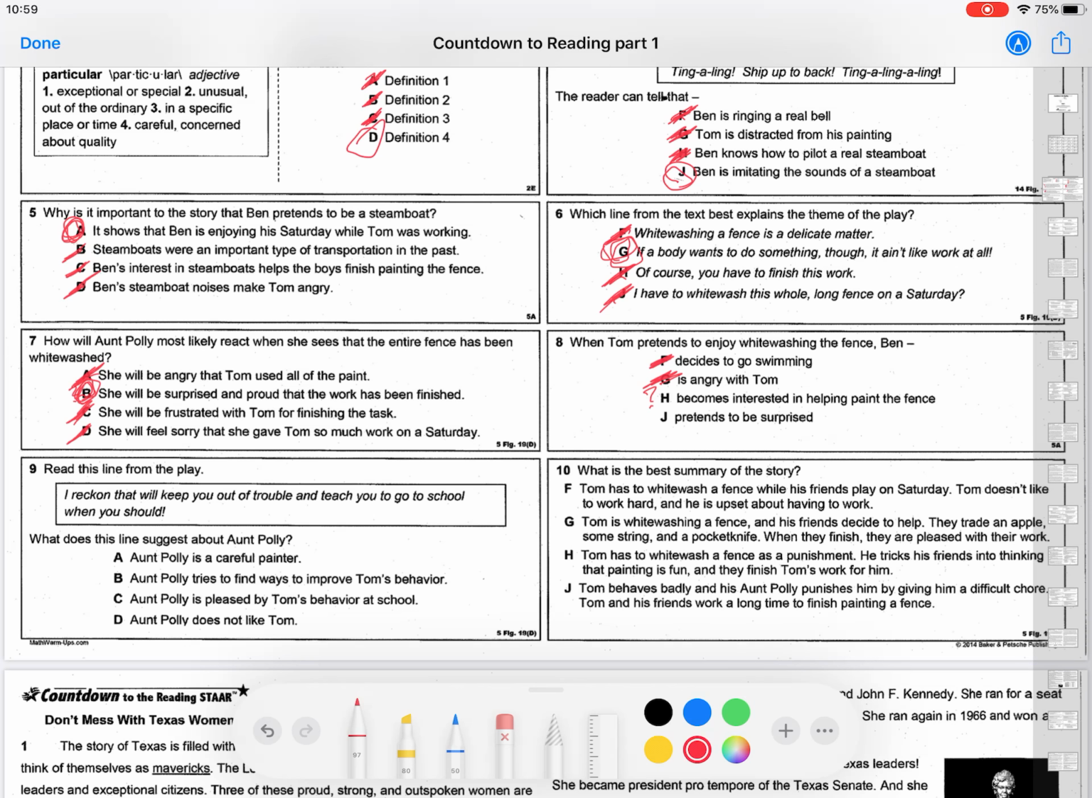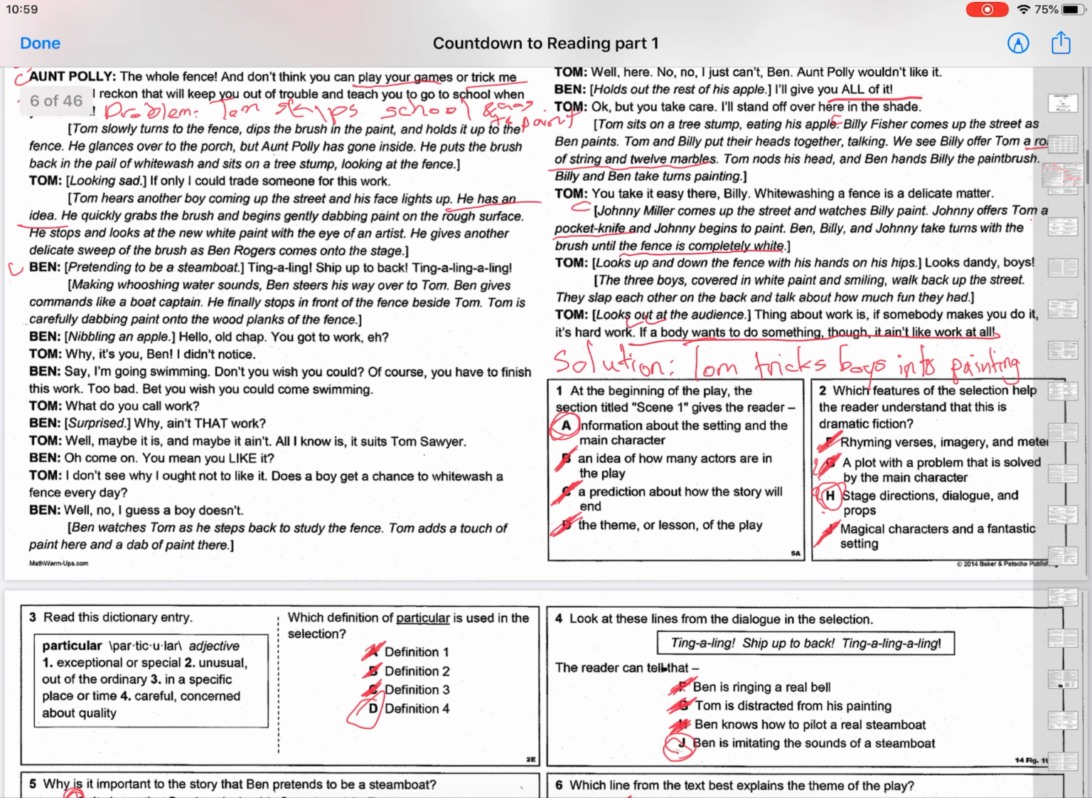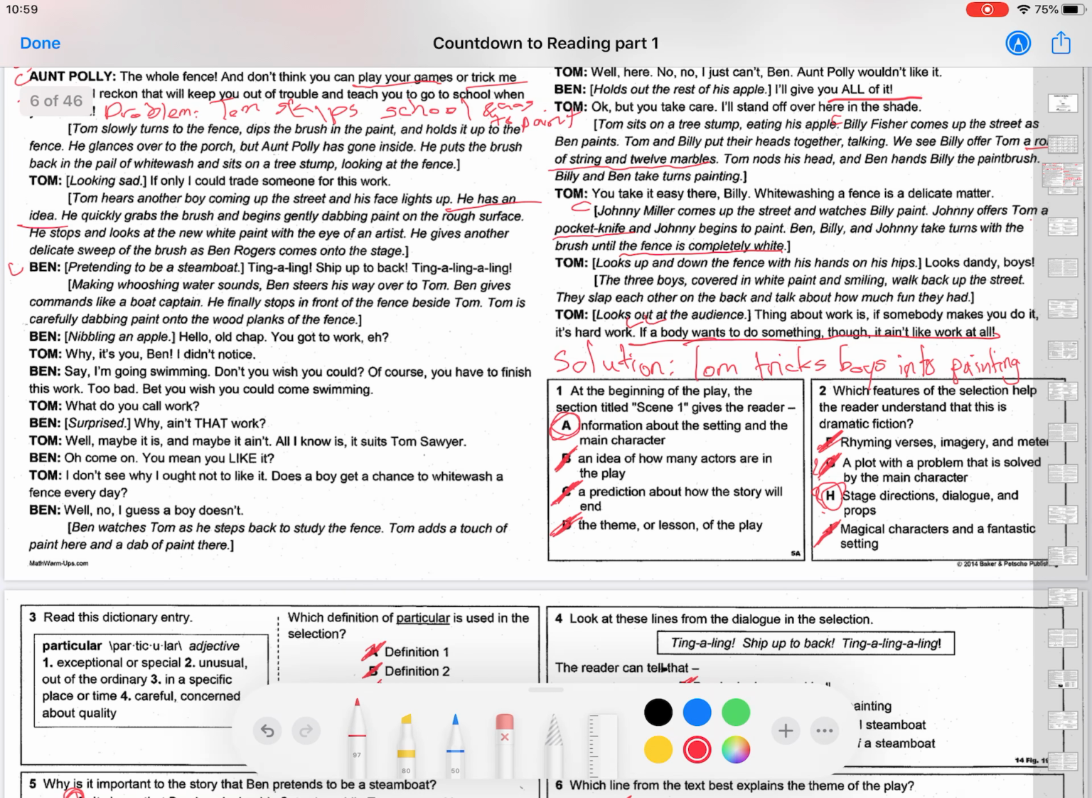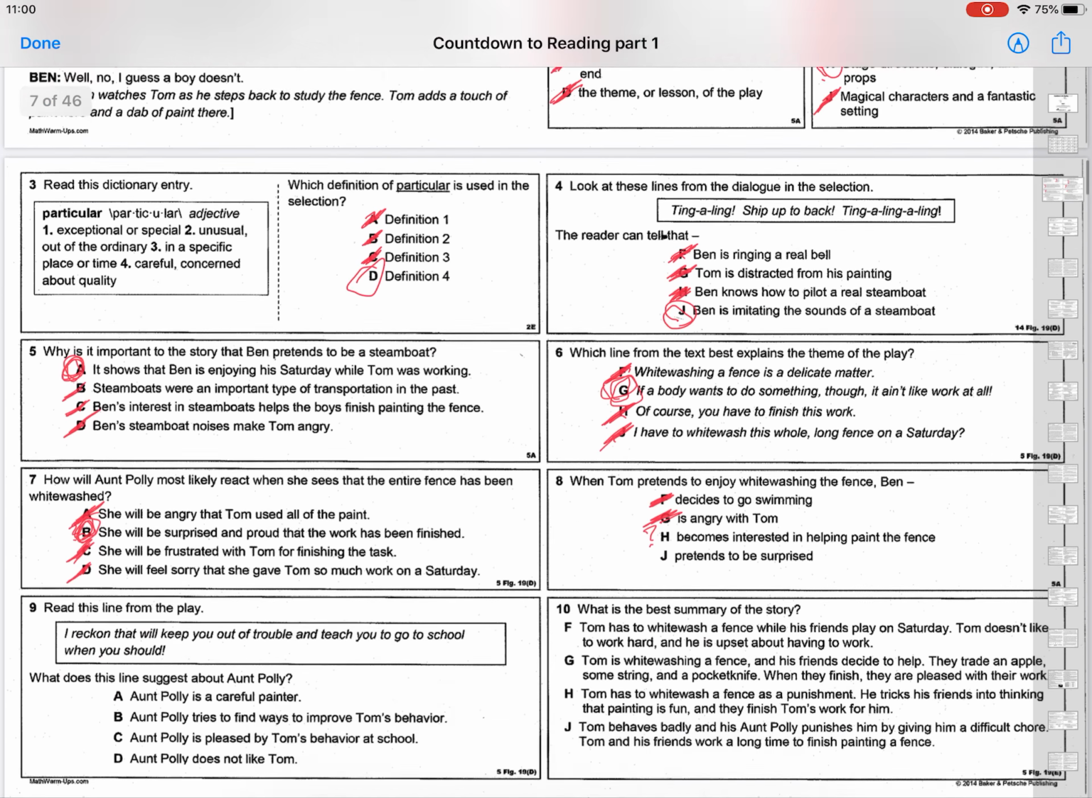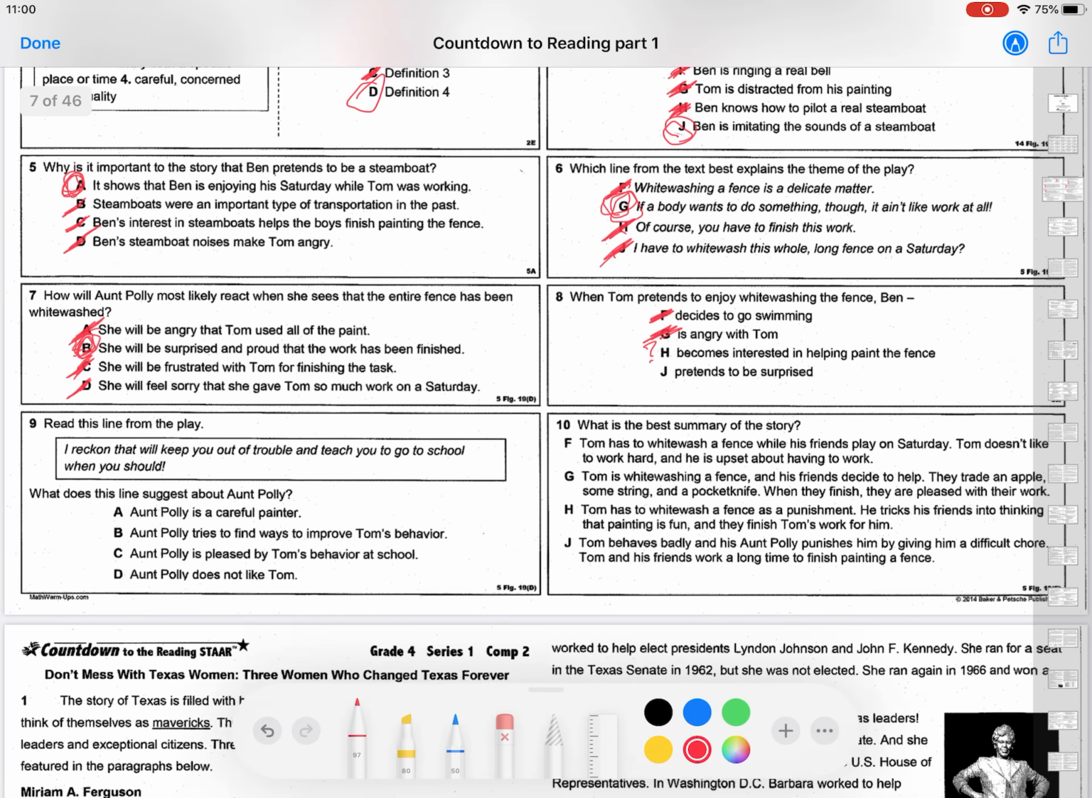Question mark for now. Pretends to be surprised. I don't think he's actually pretending to be surprised that he's enjoying it. I think he's genuinely surprised. Because if we scroll back up and look, it says right here, Ben, surprise. That stage direction lets us know that he's genuinely surprised. So we can cross that out. The circle H is our answer.